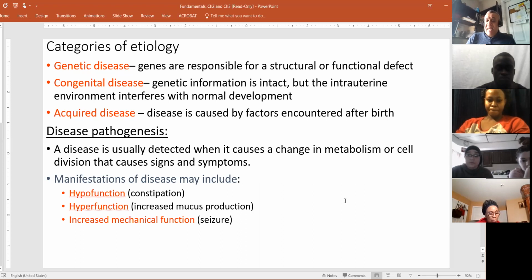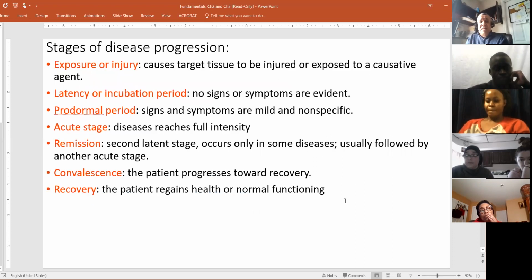Or an increased mechanical function, like electrical conduction or the impulses in the brain cells. There is an overproduction or over mechanical function. So that's when the patient is going to experience seizure attacks. In other words, we call it convulsions. So these are the stages.